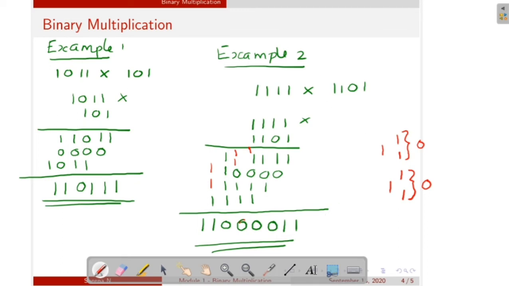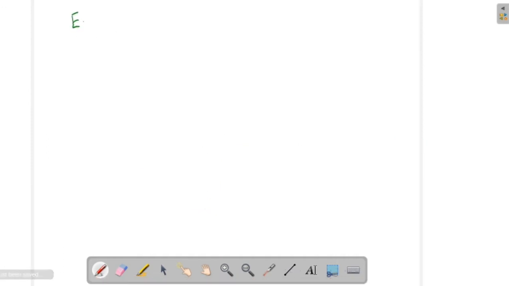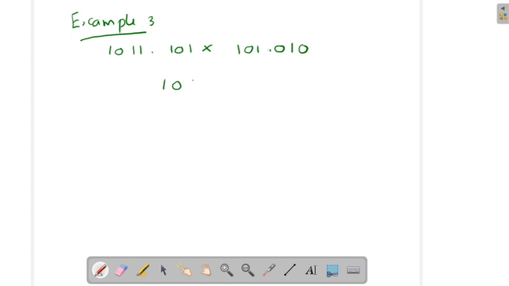Then another example, example 3. Multiplication of binary numbers that contain a fractional part also. For example, 1011.101 is multiplied with 101.010. Same as decimal numbers, we multiply the binary numbers: 1011.101 multiplied with 101.010.